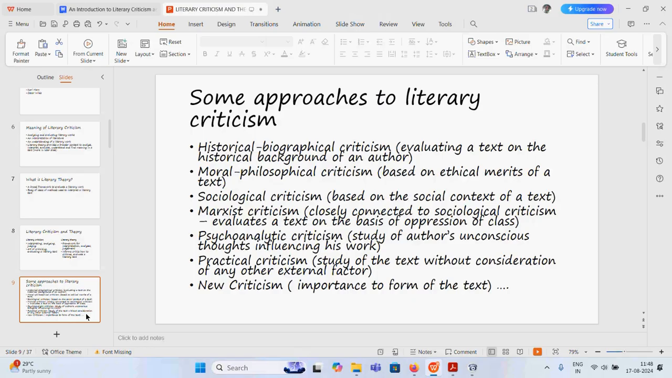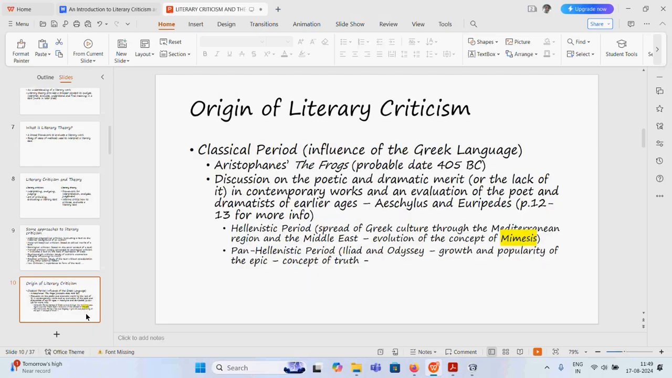Practical criticism is the study of a text without consideration to any other external factor. The sociological background, the biological background, the mind of the author are not taken into consideration. In new criticism, importance is given to the form of the text.